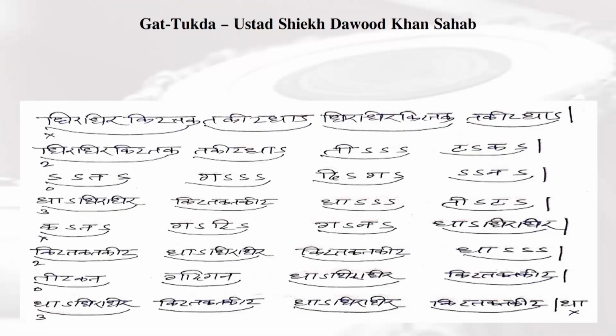Then we have another composition of Gat Tukda, which is composed by Ustad Sheikh Daud Khan Sahab. And in this, it's a Gat Tukda, not Chakradar. In this Gat Tukda you will find Titakata Gadigana, various degrees of Titakata Gadigana.